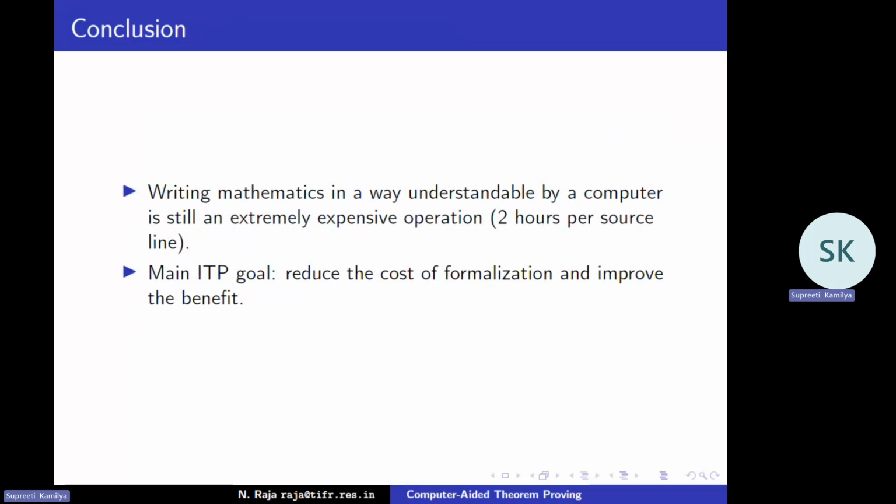Somebody has made an estimate. If you take a typical graduate text in mathematics and look at proofs in that and try to translate them in a way the computer will understand, it takes almost 2 hours per source line of it. So you need to reduce this time with the development of libraries, better languages, and in fact all the experience that we have with developing large software. The main goal of interactive theorem proving is to reduce the cost of formalization, cost in terms of time and energy that is spent in formalizing, and improve the benefit of it.